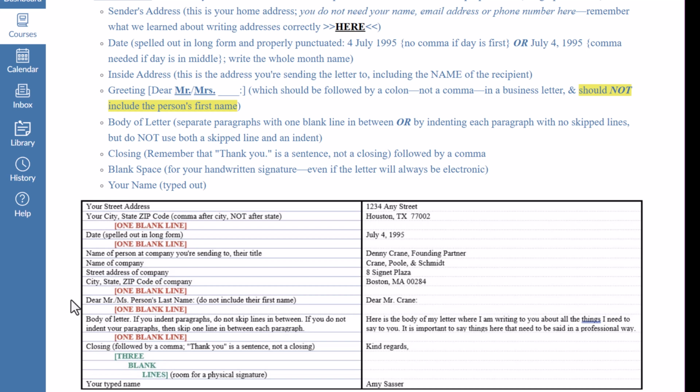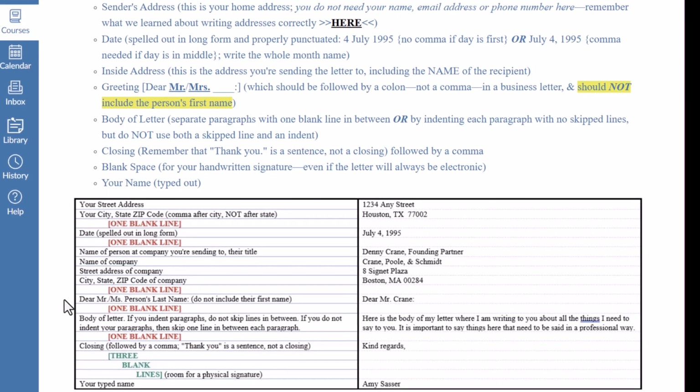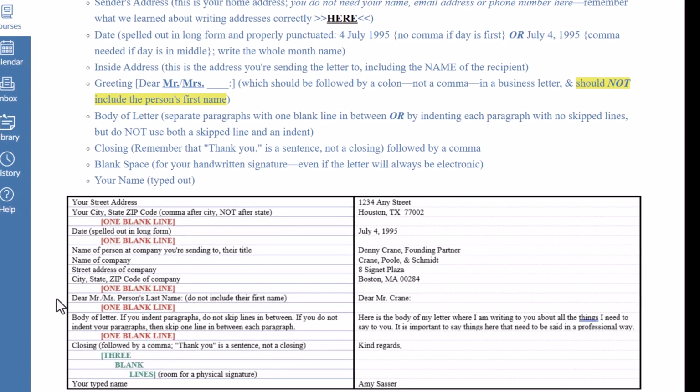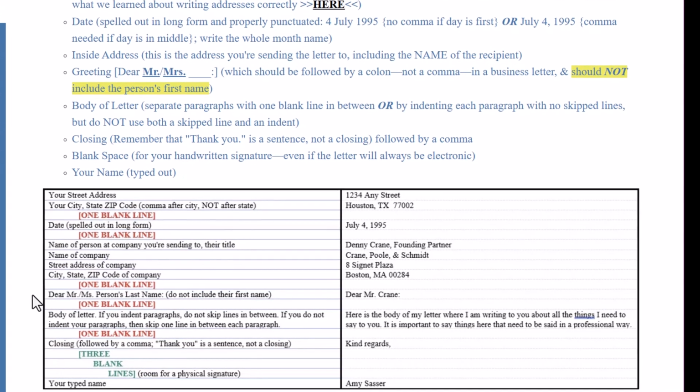You'll give me a proper greeting, which is Dear Mr. or Miss and their last name. Do not include someone's first name in a greeting in a letter. It is inappropriate, and we do not do it. End your line with your greeting with a colon, not a comma. This is a business communication. You are unfamiliar with this person, so you end it with a colon.